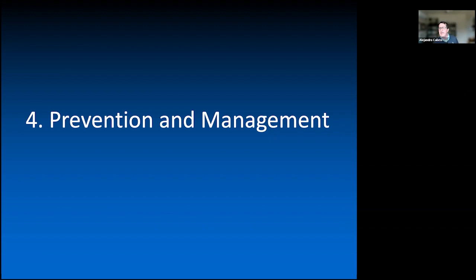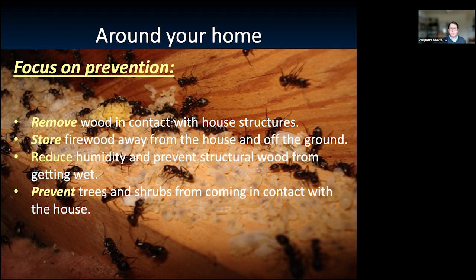So how do you prevent and manage carpenter ants? Of course, in IPM, we focus on prevention. So some ways to prevent carpenter ants from coming into your house: you have to eliminate the source of the wood that is being provided for them to construct the colony. So if you have wood that is in contact with the ground, but also really close to your house, it's better to remove that wood and put it away from your house.